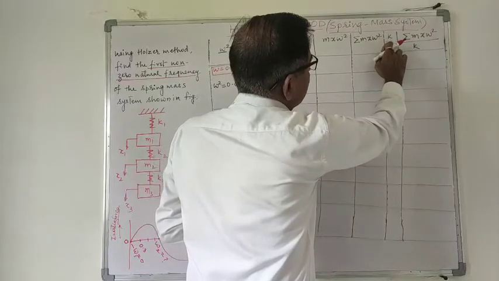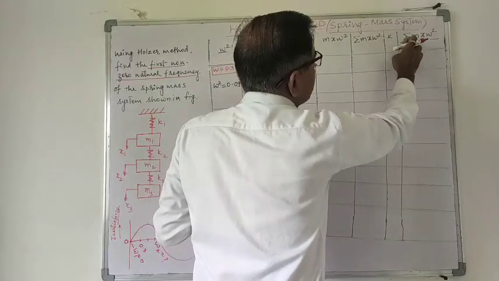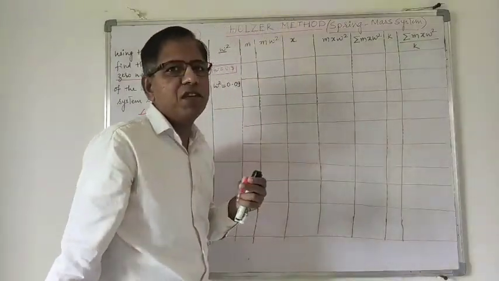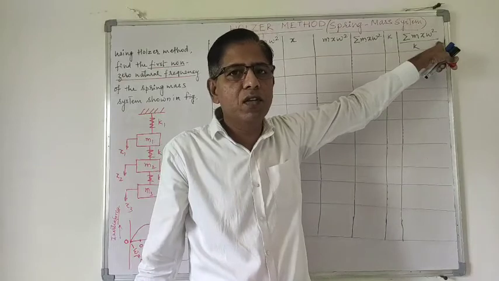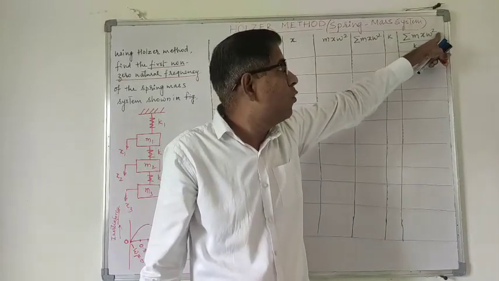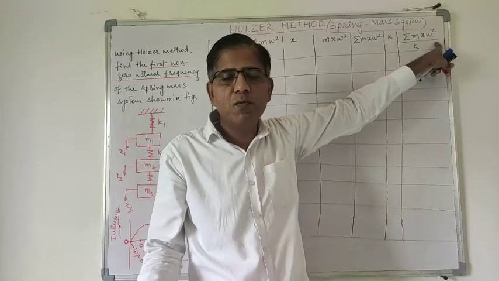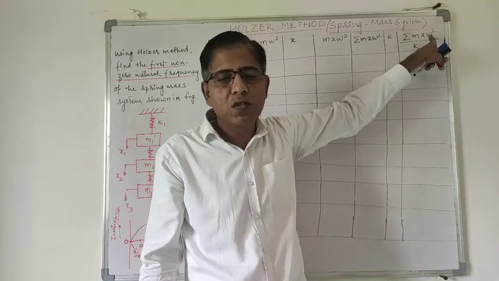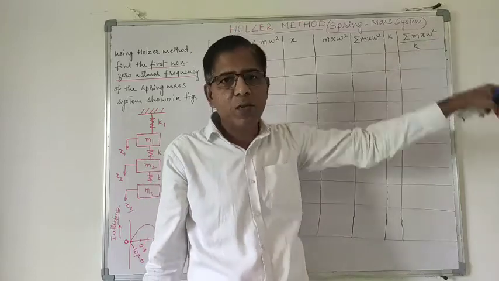Then next is k, the stiffness, and then this is the inertia force upon stiffness. So this will give again a value of displacement over here, because force upon stiffness. So stiffness is nothing but force upon displacement. So force will get cancelled. So this term is basically a displacement.